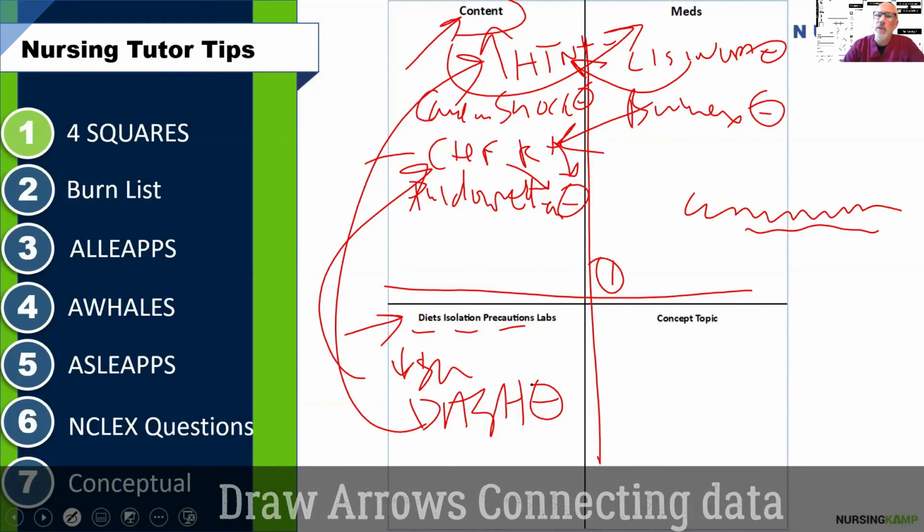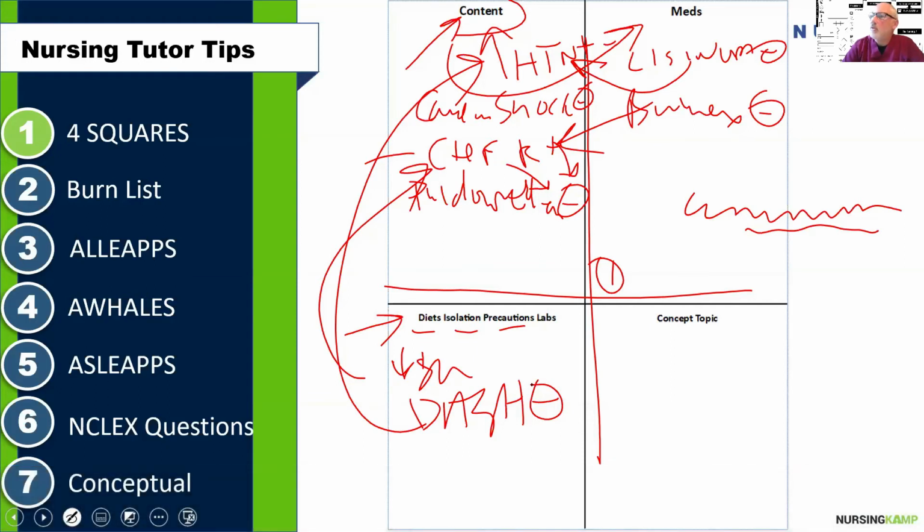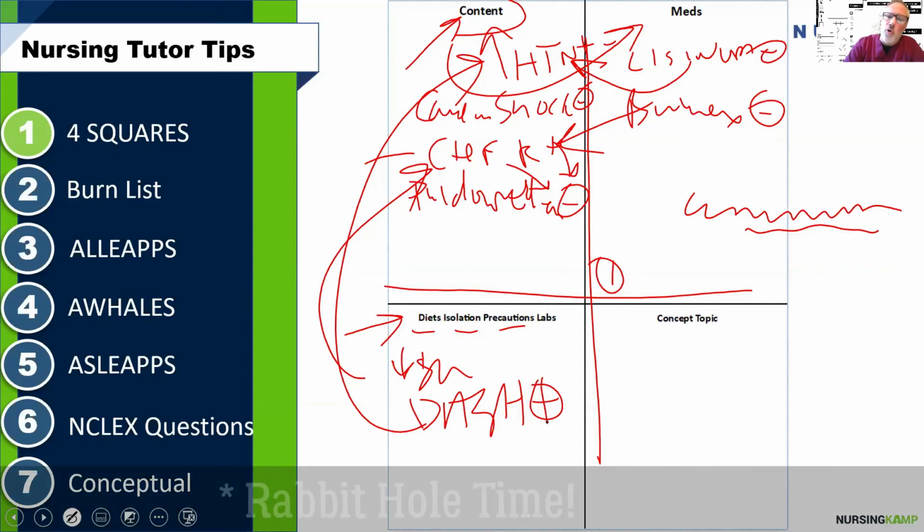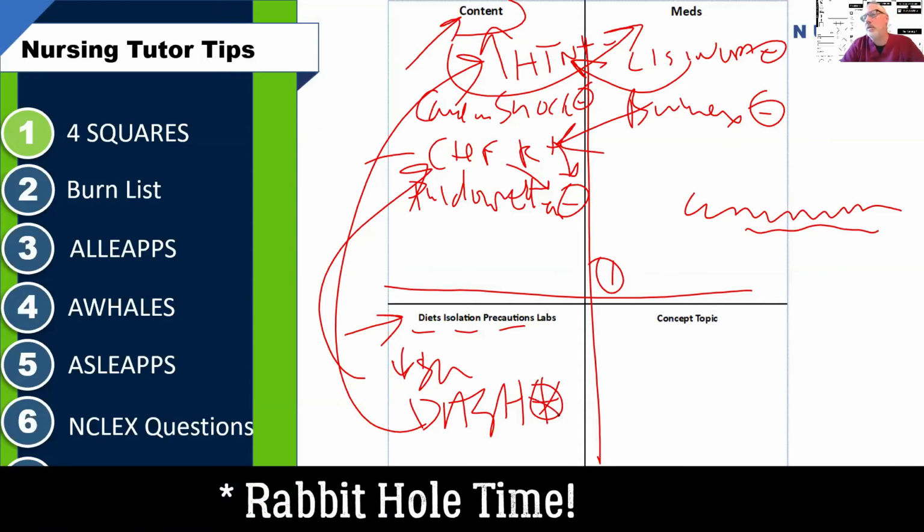Now, if you're really, really confused about it, or you're like, oh, this is really interesting, I really want to go down the rabbit hole with that, and you're like, the DASH diet sounds really interesting. It doesn't, but you're like, I really want to learn more about that. You put an asterisk next to it, and then it becomes something else.